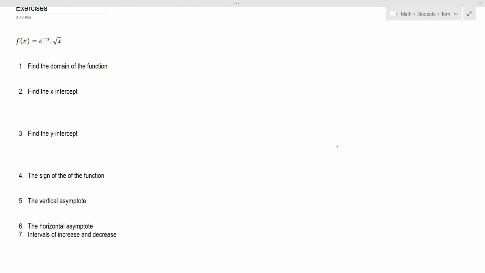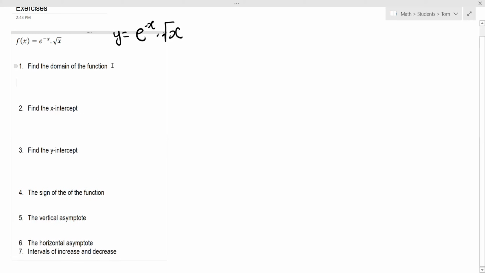Right, so in this video, we're going to be answering questions about this function. So we have f of x equals e to the power of negative x times the square root of x. You can also write it like this, y equals e to the power of negative x times the square root of x. Same thing. Now the first question will be, find the domain of the function.